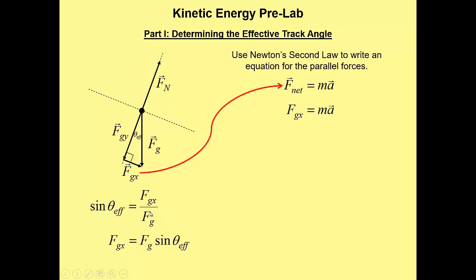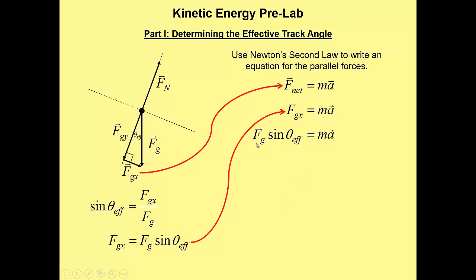If you don't need this step, great if you know enough trig, but if you do, here it is, right? So then let's take that and plug it in for F_gx in our Newton's second law equation. That means that F_g times the sine of the effective angle is equal to the mass times the acceleration. We're getting closer to having an equation we can use to calculate the effective angle.